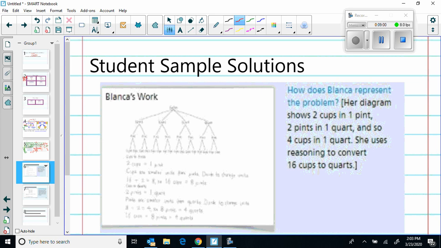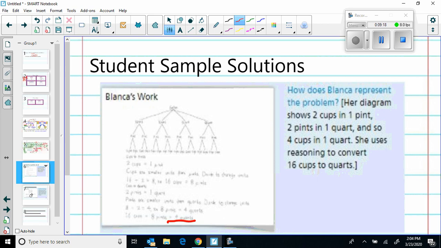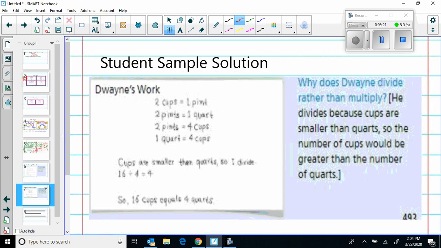So now let's look at some other solutions here. So this shows you that her diagram shows 2 cups in 1 pint and 2 pints are in a quart. So 4 cups are in a quart, which we did. She uses reasoning. And she has 4 cups way down here. You can just barely see it. I kind of liked my reasoning better, my gallon man. Here is Dwayne, and he shows that 16 cups is equal to 4 quarts. He divided 16 divided by 4, but I really do kind of feel like my reasoning helps with that visual of the gallon man.